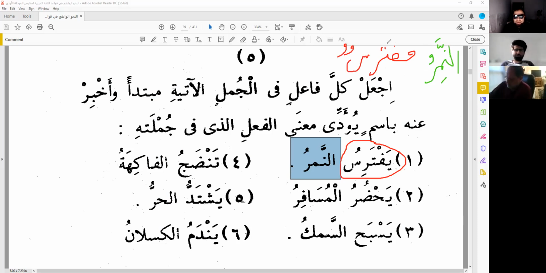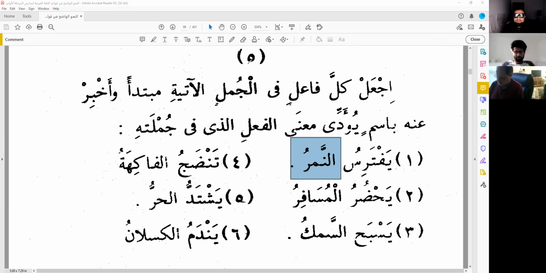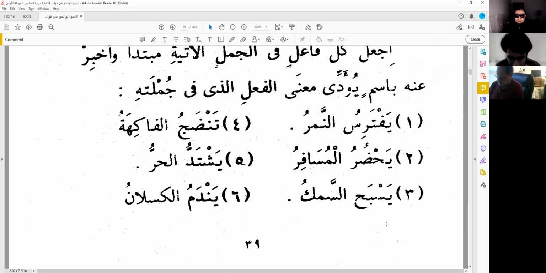So we have to use the فعل and use that fa'il, and make it an ism, and that ism should be made a khabar for the mubtada. Tamam? Clear? So the first one is an-namiru muftarisun. The tiger is a devouring animal, or one that devours. Mashi? So that's mubtada khabar.